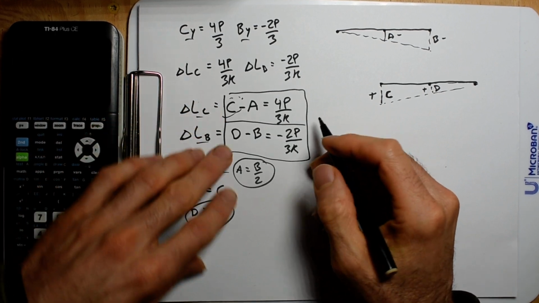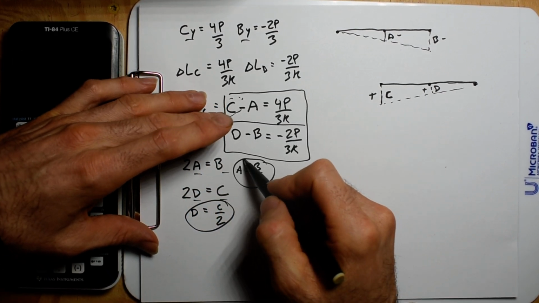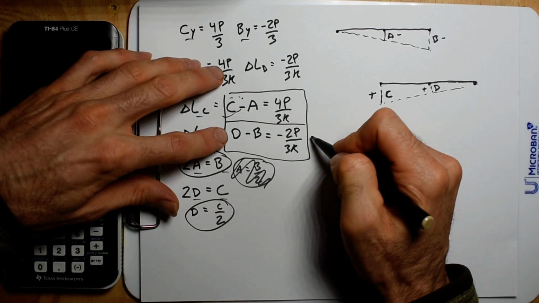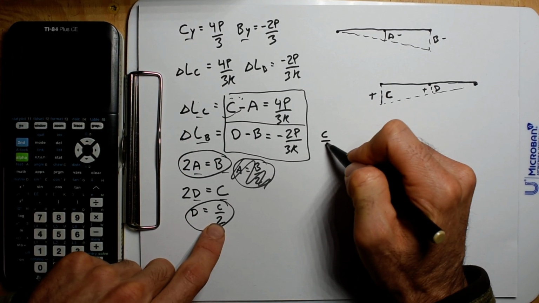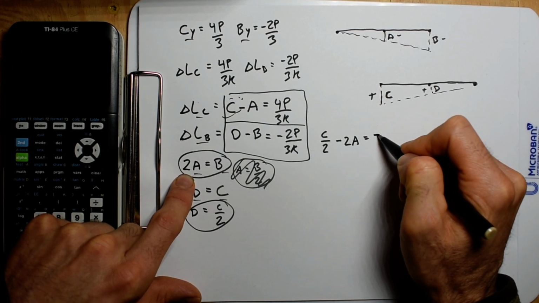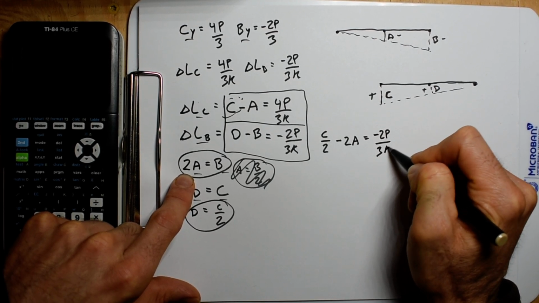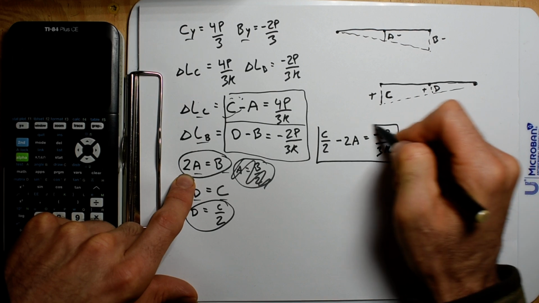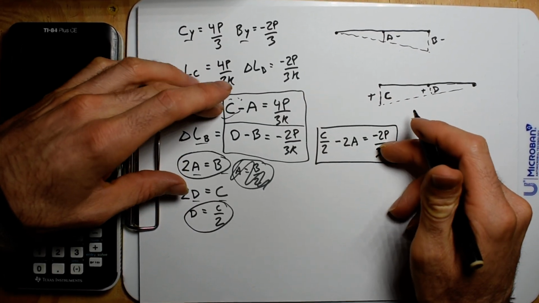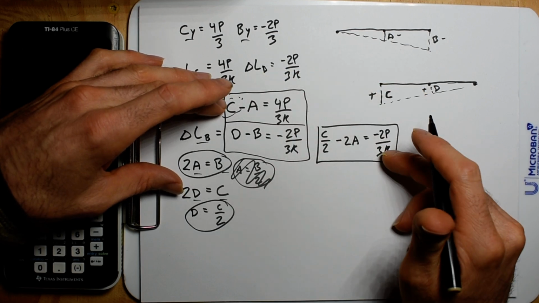Oh, no, I apologize. No, this B is 2A. So let's change this equation. We're going to go C over 2 minus 2A is equal to negative 2P over 3k. So now we have this equation and this equation, and both have C and A in them.